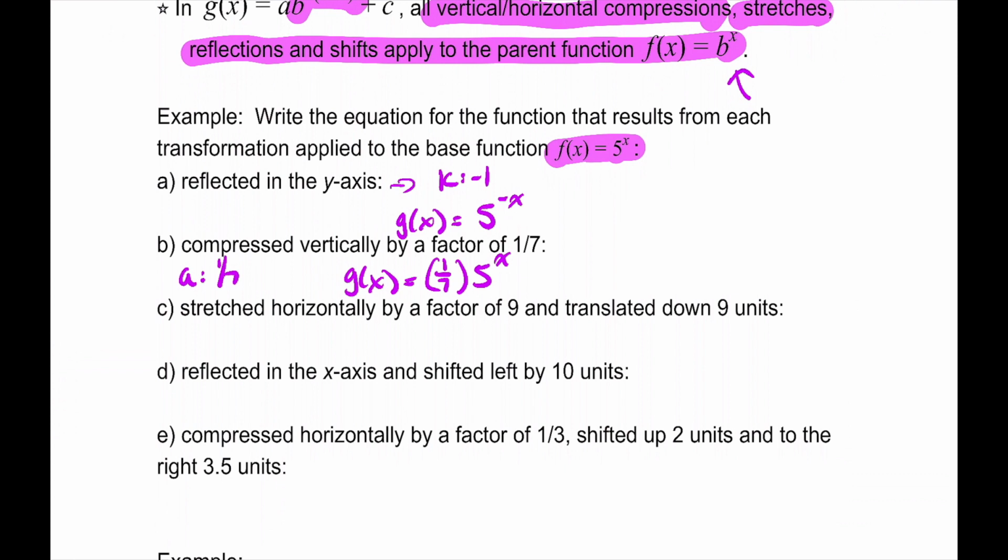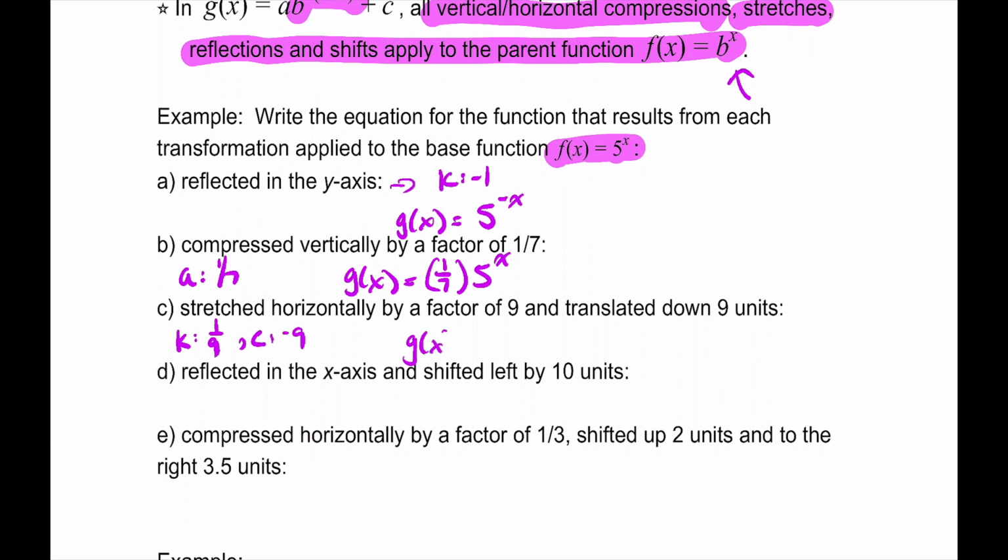Horizontally stretched by a factor of 9. So this one's tricky. Horizontally stretched, we know this is going to be my k attribute by a factor of 9. So that means that k is going to be 1 over this factor. So it's really going to be 1 over 9. So that's my k value. And then it's translated down c units. So translation down, that's really the c value. C attribute, so it's down, that means it's going to be negative 9.